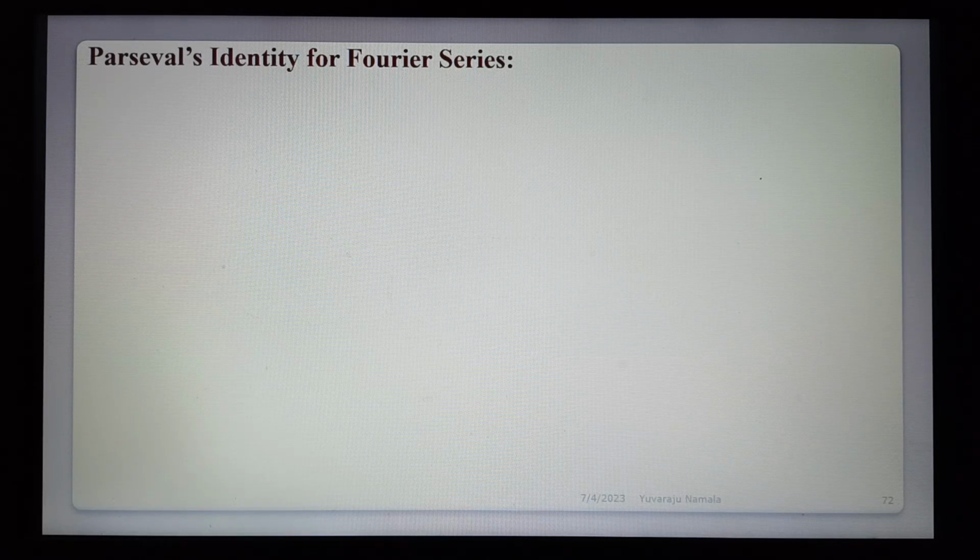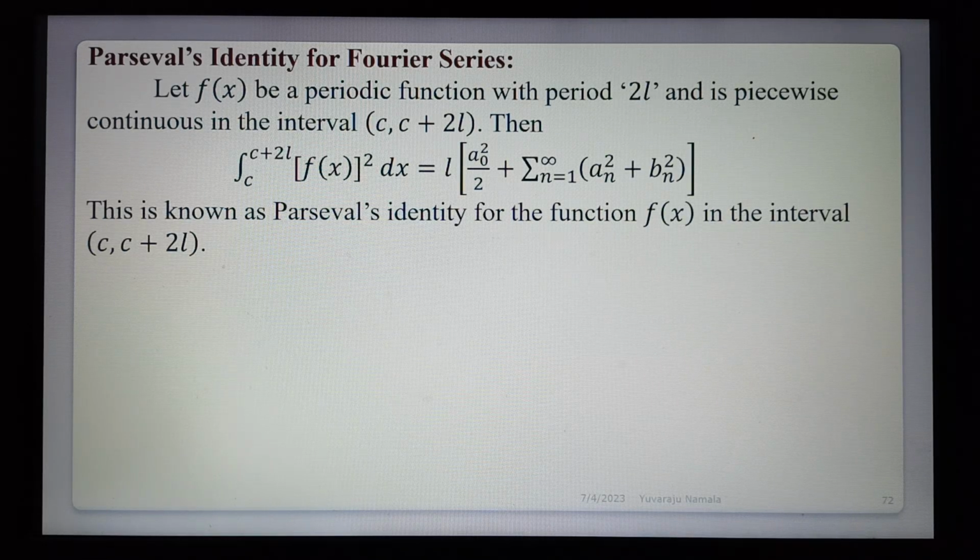Okay, see the statement of this first of all. Let f of x be a periodic function with period 2l and piecewise continuous in the interval c comma c plus 2l. Then the integration from c to c plus 2l of f of x whole square into dx is equal to l into a naught squared by 2 plus summation n is equal to 1 to infinity of a n square plus b n square. This is known as Parseval's identity for the function f of x in the interval c comma c plus 2l.